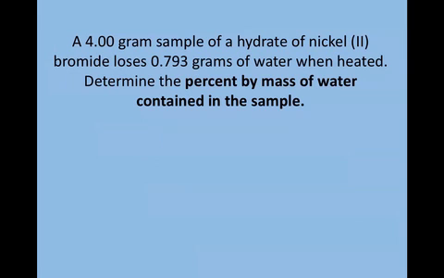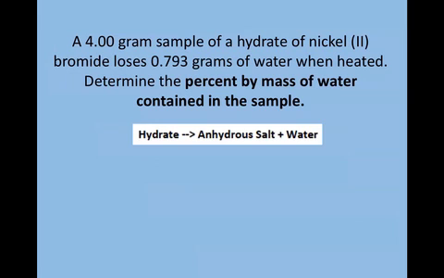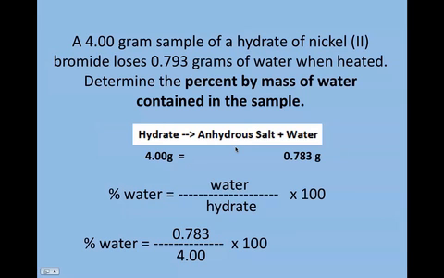You could be given different variables, just slightly. So if we have a 4-gram sample of a hydrate of nickel bromide and it loses 0.793 grams of water when it's heated, what's the percent by mass? So in this case, they gave us the hydrate and they provide us the water, so we don't even have to worry about figuring out the anhydrous salt. We can just go ahead and plug it into the formula, and we get 19.6%.